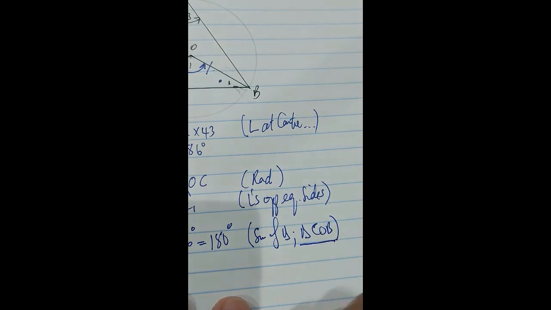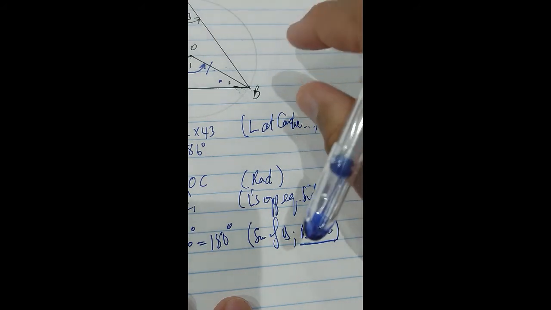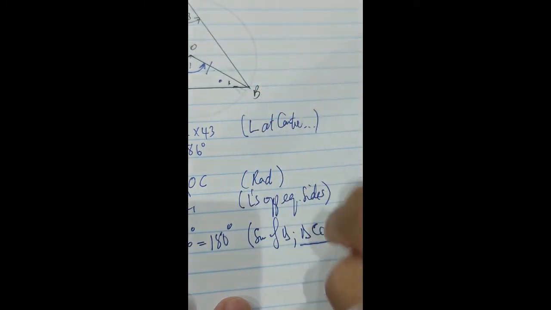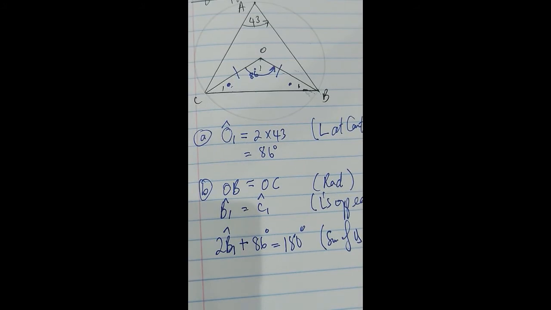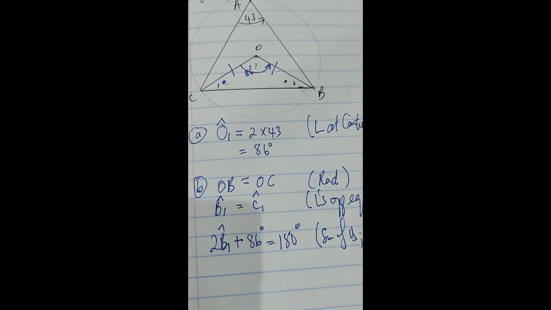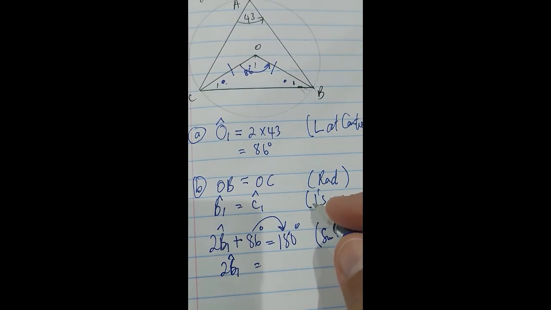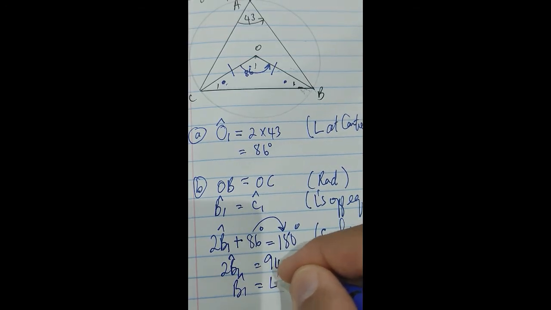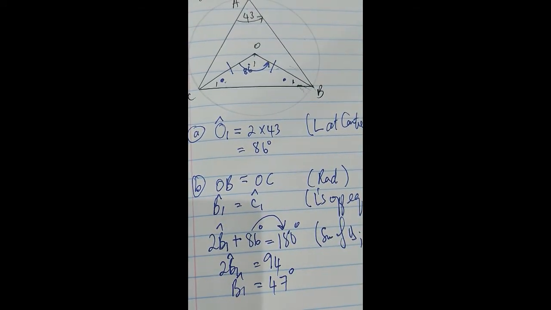This part here does not have to be said. But the reason why I say it is that if there's more than one triangle in the diagram, and your examiner marks your script, and he's trying to make sense of the route you are following, then he can see exactly which triangle you are referring to. But if you leave that out, you won't lose any mark. So this now becomes an equation. So twice angle B1 is equal to 180 minus 86, which is 94. Divided by 2, it's simply going to be 47 degrees.